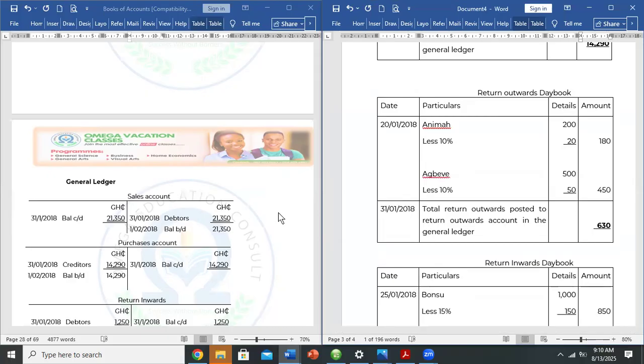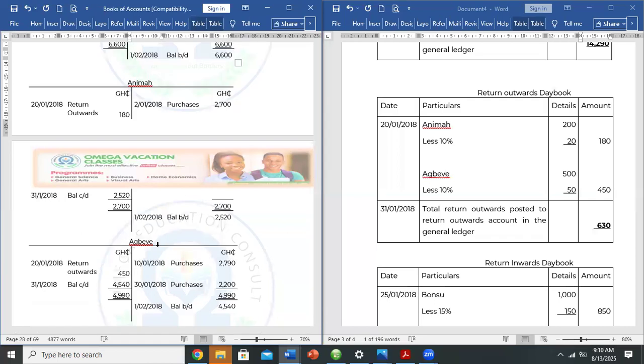So you go to your purchases ledger and you find Anima in there, and Agbeve's account already there. Return outwards, what do you do to the supplier's account? You debit them. So for Anima, 20th January 2018, you debit Anima with the net amount of 180 return outwards. And for Agbeve too, that will be 450 debit of return outwards. I think the professors are following and can see the debit being done.